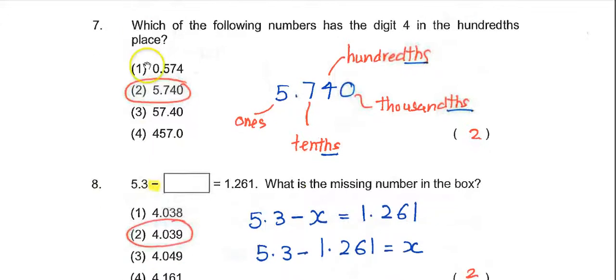What about this? Which of the following numbers has the digit 4 in the hundreds place? The hundreds place is here. This is ones. Over here is tenths, hundredths, and thousandths. Can I see here clearer? So 2 is the answer because 4 is at the hundredths place. Next.